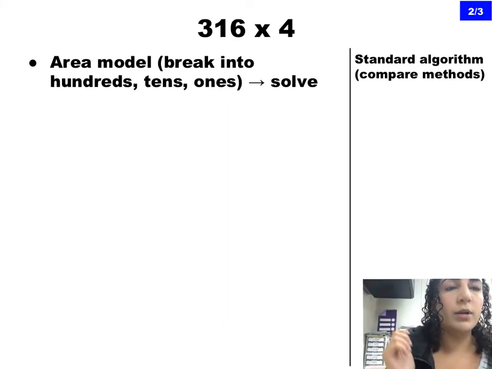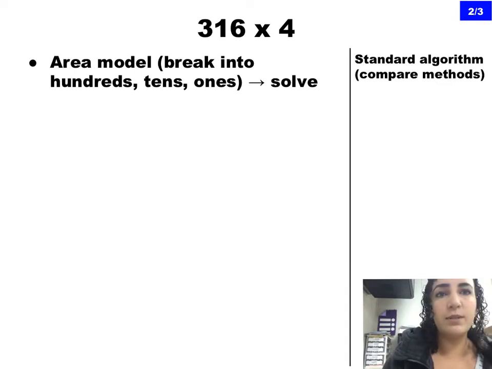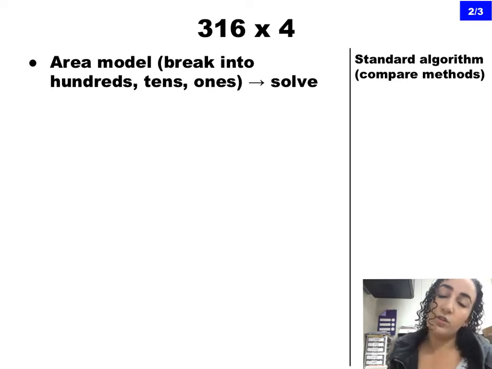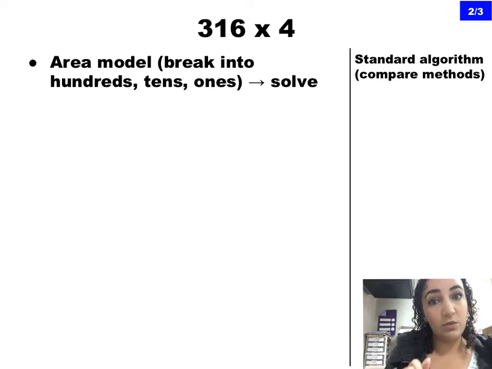All right, so our next problem, 316 times 4. And as we can see on the left-hand side, we are practicing with the area model, and on the right side, it says standard algorithm. So this one I will do with you, for you, and then the next two I'm going to have you do on your own and put your answers into the Edpuzzle.